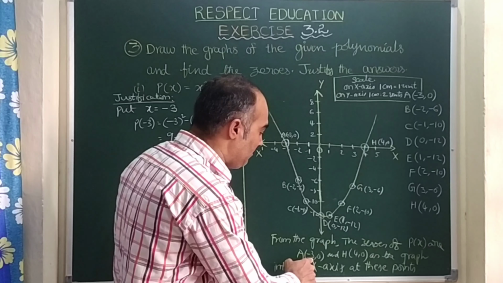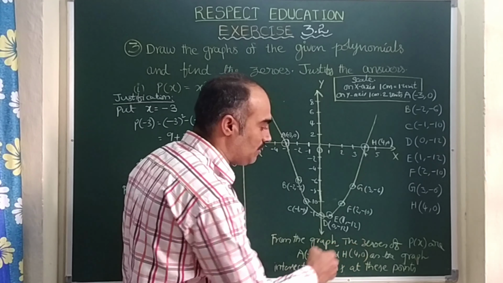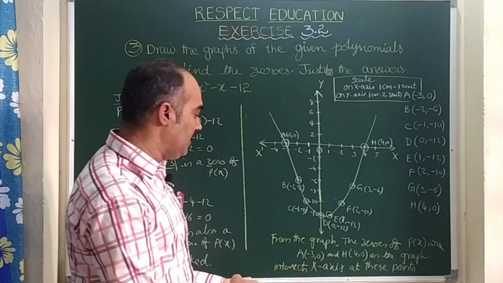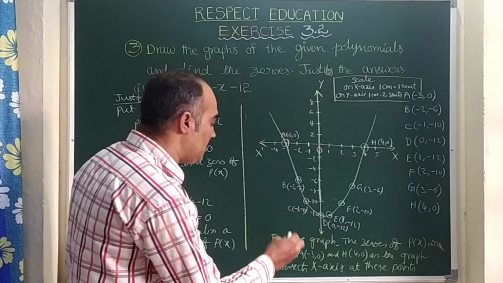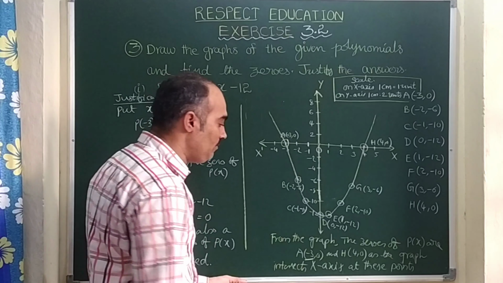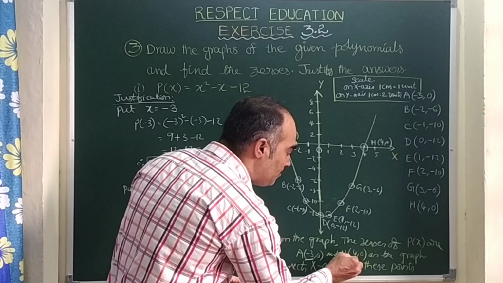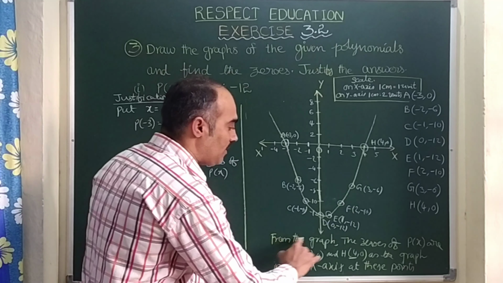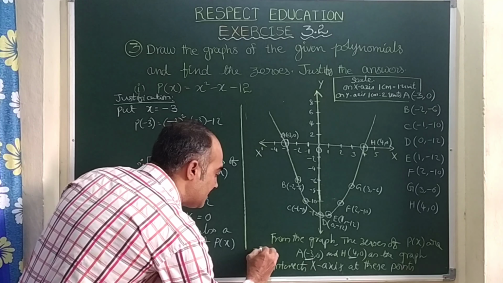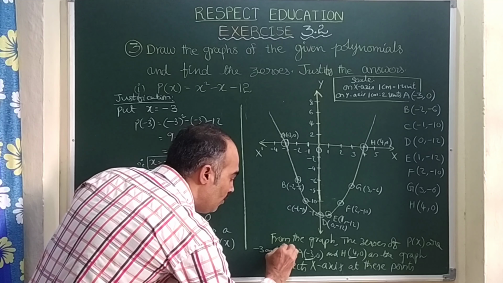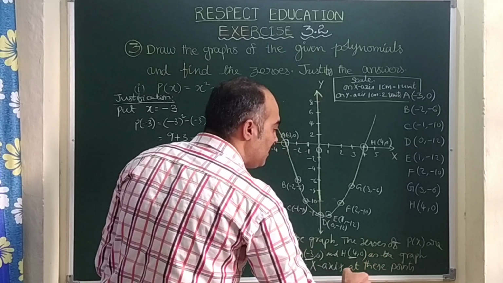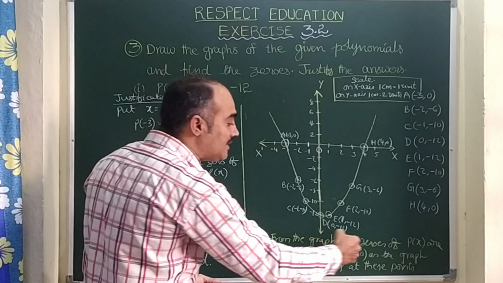Here you would make a small correction, children. Here I am saying (-3, 0) and (4, 0) are the points where the graph intersects the x-axis. So here understand the meaning is that x = -3 is a zero and x = 4 is another zero. So here from the graph the zeros of p(x) are, we can add here, -3 and 4, since the graph intersects at these points.